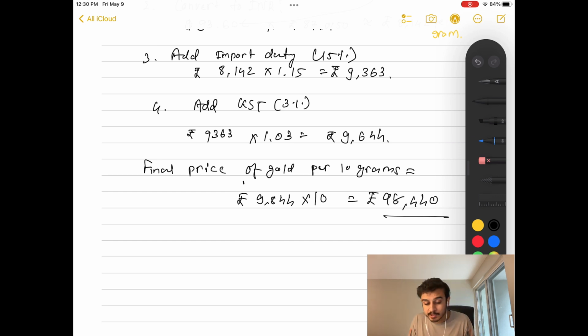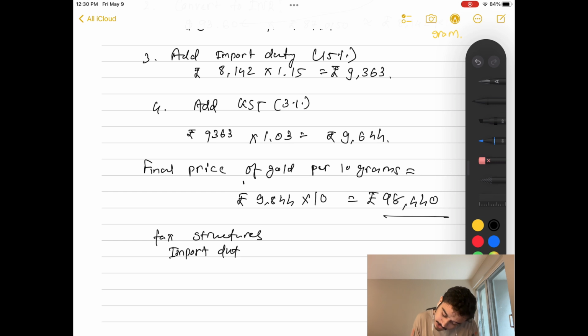That's why gold is more expensive in India than in Dubai: different tax structures and import duties. Because of these two, there is a price difference. Otherwise, it would have been the same for different countries. And that's why the people of India usually tend to purchase gold from Dubai.